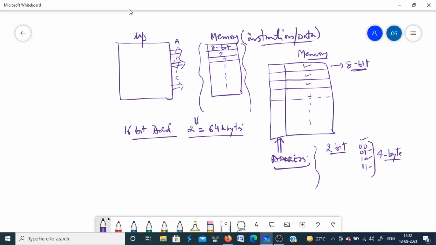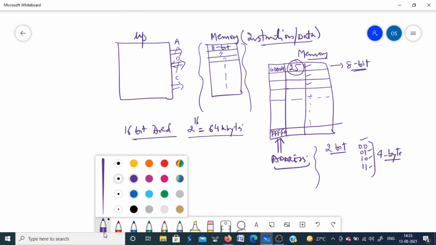Let us suppose I have some memory, and assuming that you have a 16-bit address bus, it means your address can start from 0000H, and the last location will be FFFFH. Let us suppose at this location I want to store some data, and that data is, suppose, 25. It means I want to perform a write operation.